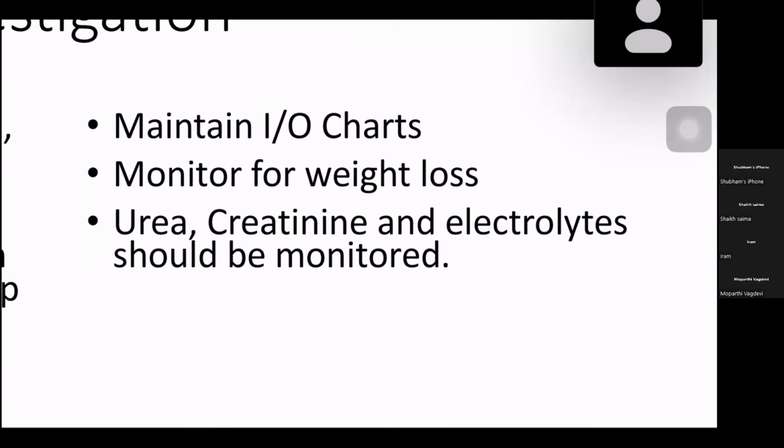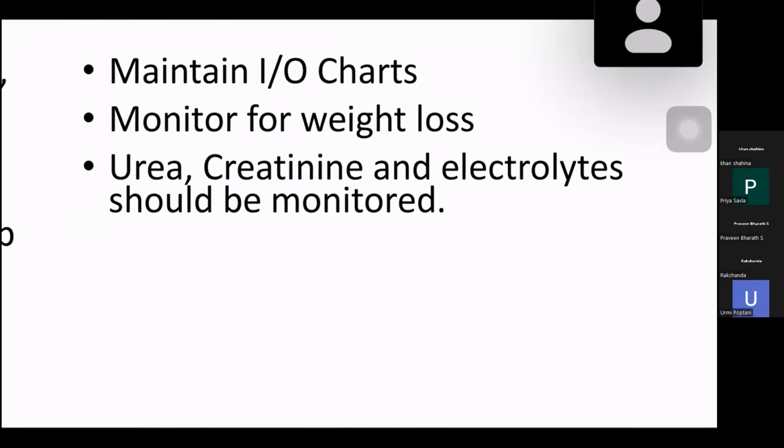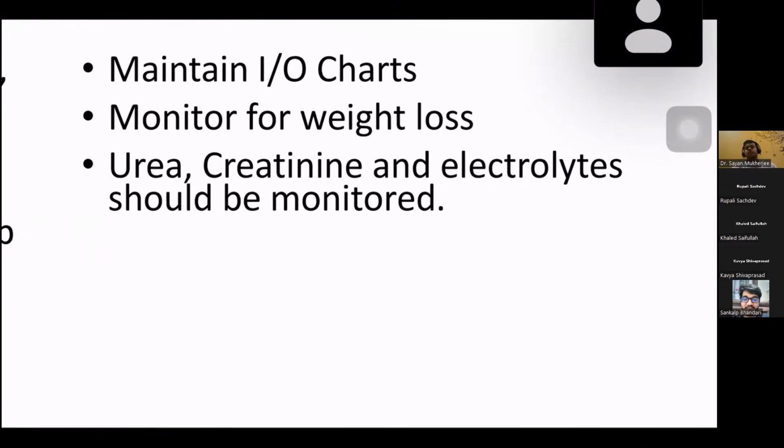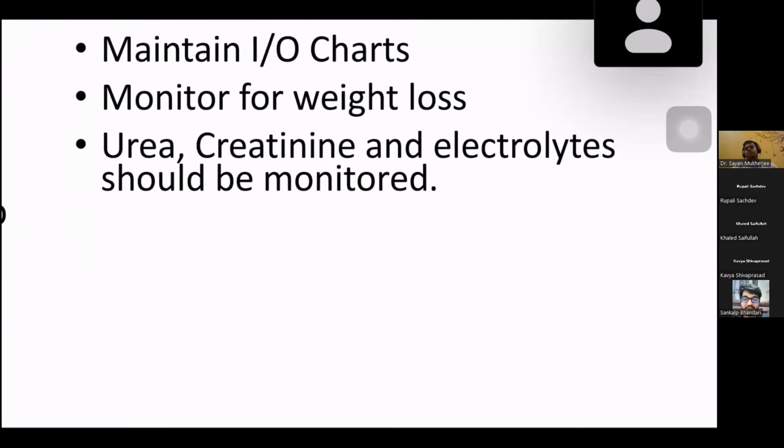Next, we can monitor for weight loss or weight gain. Generally, if a person loses a large amount of fluid, it will start reflecting on his total weight. So if his normal baseline weight is, let's say, 60 kg, and now his weight is around 54 when he's admitted, that means he has lost 6 kg, a 10% loss in body weight. That's due to the loss of fluid. So he's quite severely dehydrated, and we need to monitor his weight. And when we give fluid rehydration, we have to see how his weight is coming back to normal.